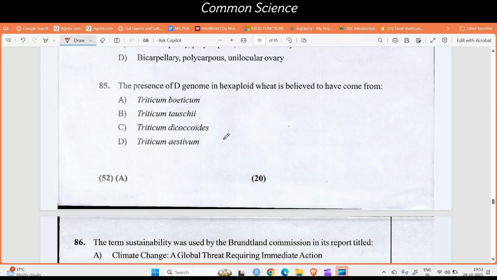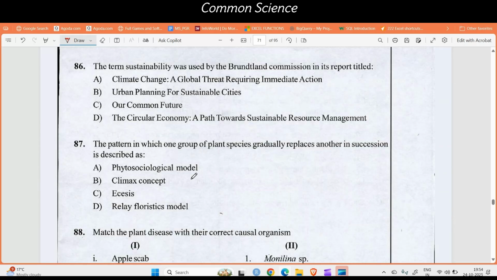Question number 85. The presence of D genome in hexaploid wheat is believed to have come from. Hexaploid wheat, Triticum aestivum, has A genome, B genome, and D genome. The D genome has come from Triticum tauschii. Question number 86. The term sustainability was used by the Brundtland Commission in its report entitled Our Common Future.